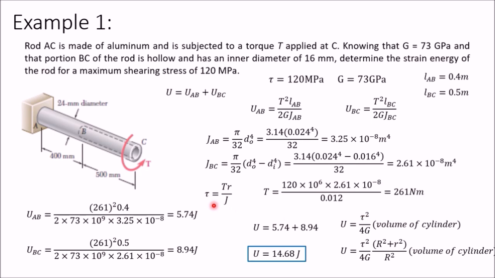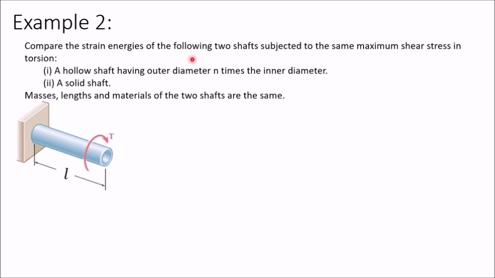You can calculate this tau using this relation because tau into J is equal to constant. So tau here into J here is equal to tau at this section into J at this section. By using that relation you can calculate tau at this section, the maximum value of tau at the solid cylinder. After that you can apply these two equations and you can determine value of U. So in that way also you can determine strain energy, total strain energy of this bar. So this problem is: compare the strain energies of the following two shafts subjected to the same maximum shear stress.